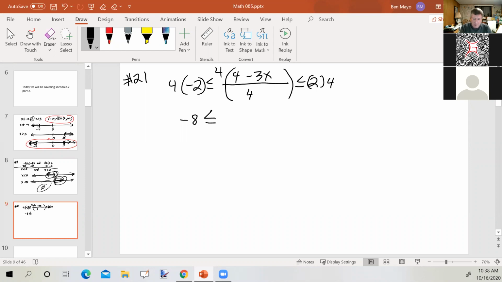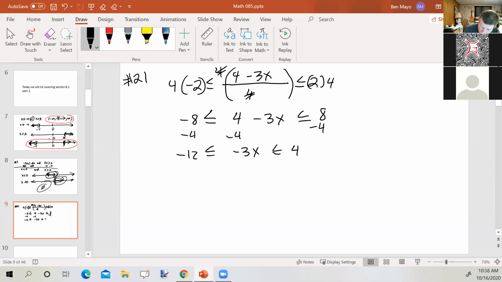symbols. The 4 up here and the 4 down there reduce out, so I get 4 minus 3x in the middle, less than or equal to 2 times 4, which is 8. All right, so we've cleared the fraction. Again, I need to get x in the middle. So the next thing I'm going to do is subtract 4 from all 3 pieces. So I get -12 less than or equal to -3x less than or equal to 4.